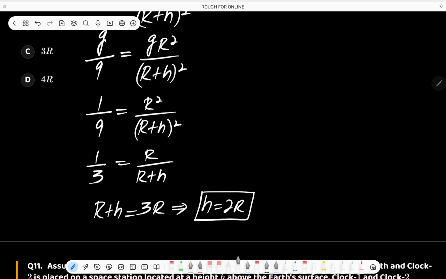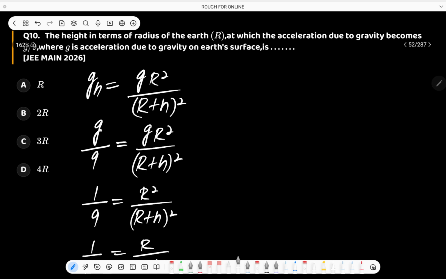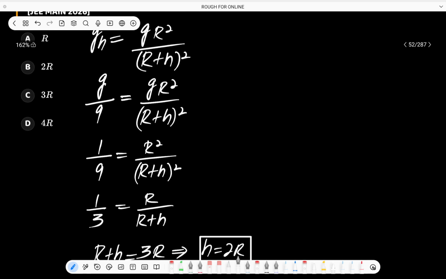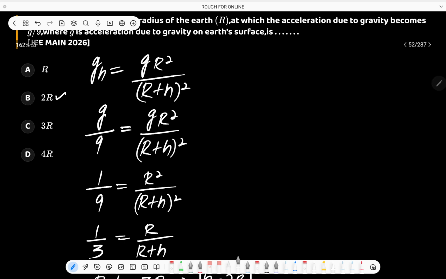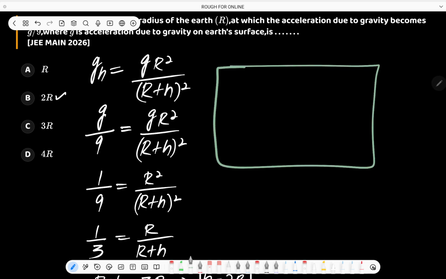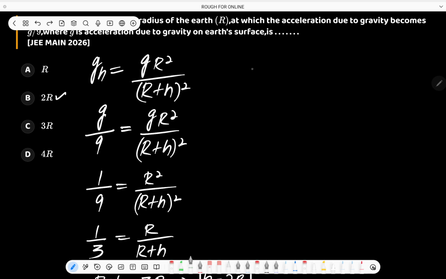This type of question is asked every now and then in NEET and JEE Mains, so let me show a shortcut trick for it. First I applied proper physics to this question, and the answer came out to be twice r. So option B is the correct answer. Now let's have a shortcut trick for this. Let me show the shortcut trick here.